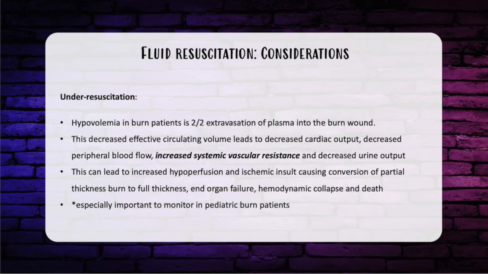One of the things you also want to make sure you're doing is monitoring the patient for under-resuscitation. Hypovolemia in burn patients is caused by extravasation of plasma into the burn wound, and this is for all patients, not only pediatrics. This decreased effective circulating volume leads to decreased cardiac output, decreased peripheral blood flow, increased systemic vascular resistance, which sometimes will be a question on the in-service, and also decreased urine output. If you're not monitoring the urine output and care is not taken, you can inadequately resuscitate these pediatric patients. This leads to hypoperfusion and can lead to ischemic insults, converting partial thickness burns to full thickness burns, end organ failure, and very quickly hemodynamic collapse and even death.